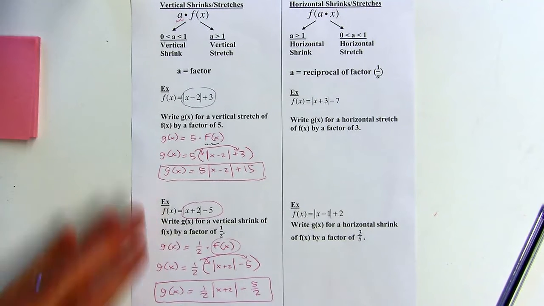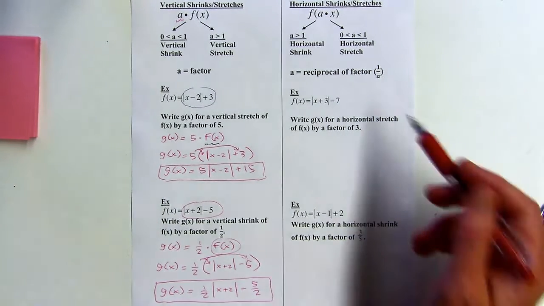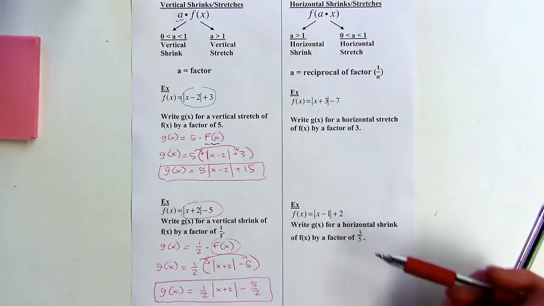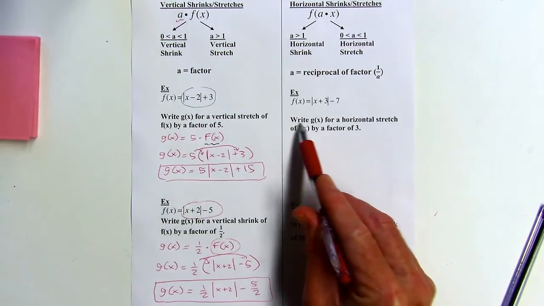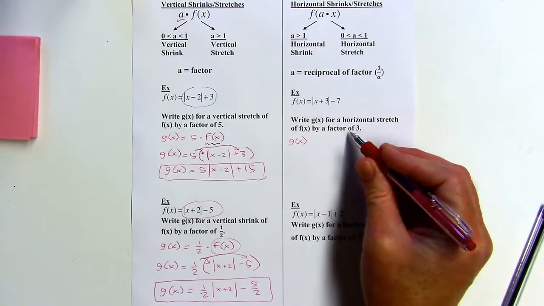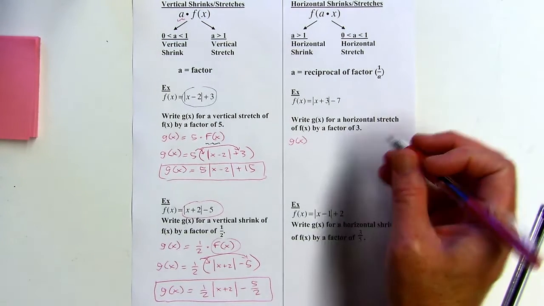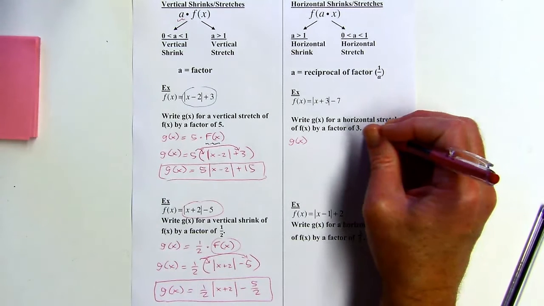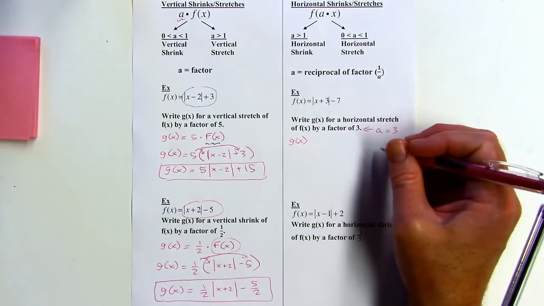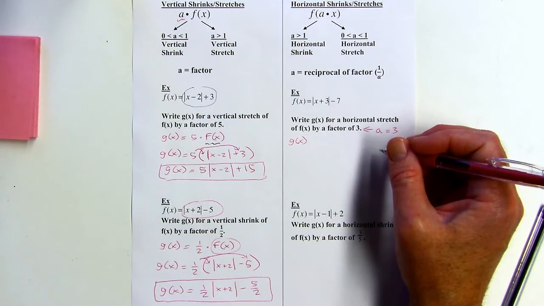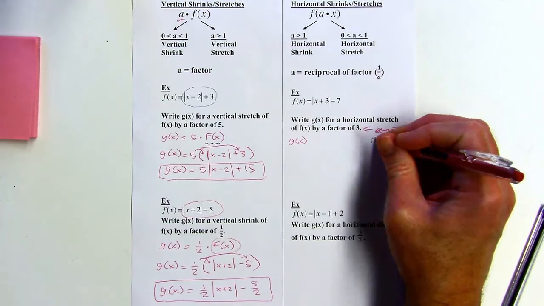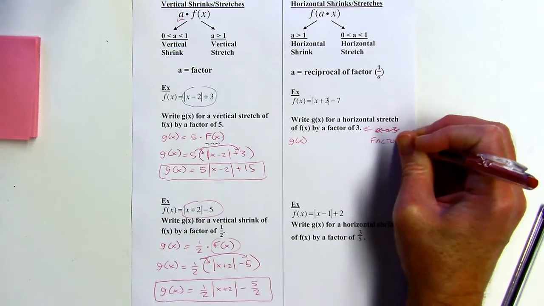Okay. All right, let's try the horizontal one. So now our a value is in the input. Okay. All right, this says write g of x for a horizontal stretch by a factor of 3. Now this is a little tricky here. This is the a value, but then, sorry, that's not my a value. That's my factor. Sorry, factor equals 3.